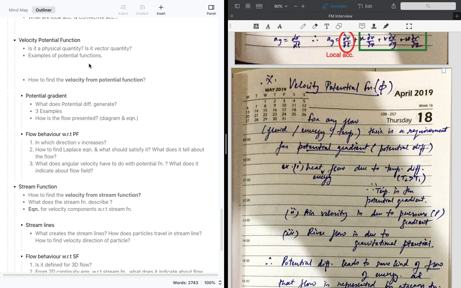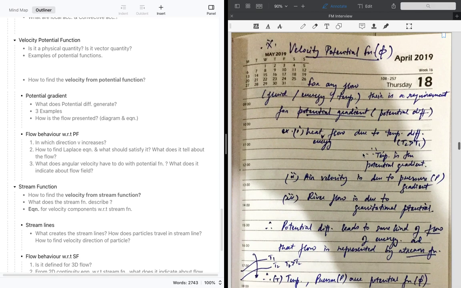And we will see the examples of the potential function and how to find the velocity from the potential function. For any flow of fluid or energy or temperature, there is a requirement of a potential gradient or potential difference. For example, for heat energy to flow, there should be a difference in temperature. When there is a difference in temperature, the heat flows from high temperature to low temperature.